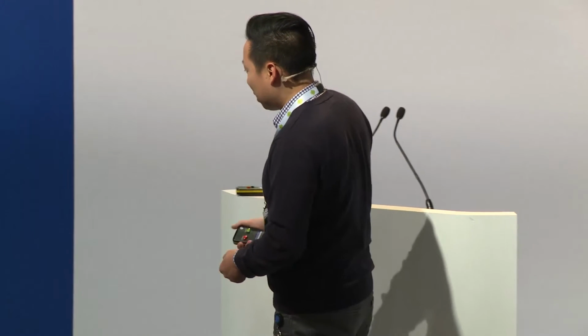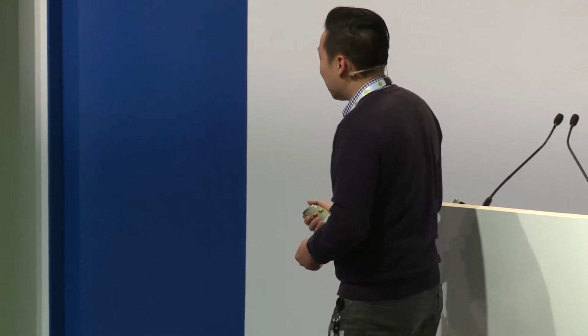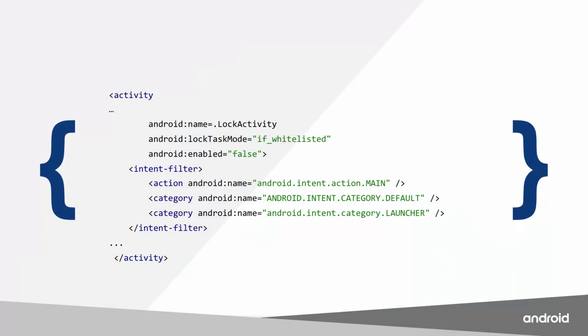So this will help mitigate a poor end user experience when a device is unintentionally reset. The activity that sets the home intent should be disabled by default though, so that users not using lock task do not accidentally set your app as their launcher. And this can be accomplished by adding this activity element for this task locking activity in your manifest.